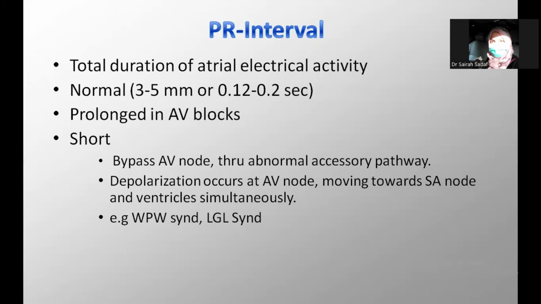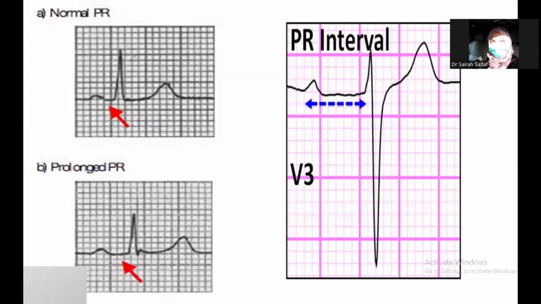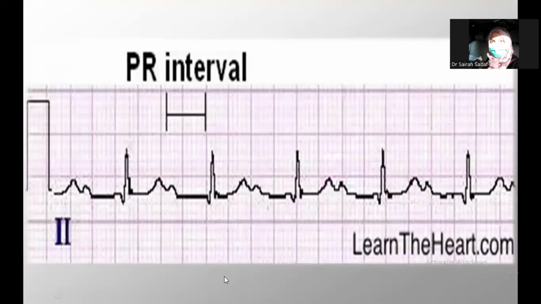Depolarization occurs at the AV node, moving towards the SA node and ventricles simultaneously. May be seen in WPW syndrome or LGL syndrome. The abbreviations are here on the bottom of the screen. Now, this is a normal PR interval. This is not rocket science here; it's a very simple slide. The PR interval starts from here, ends here, and as you can see, this is prolonged because it's more than 3 to 5 small squares. So this is a prolonged PR interval, and this is very obvious. This is another slide showing the prolonged PR interval.